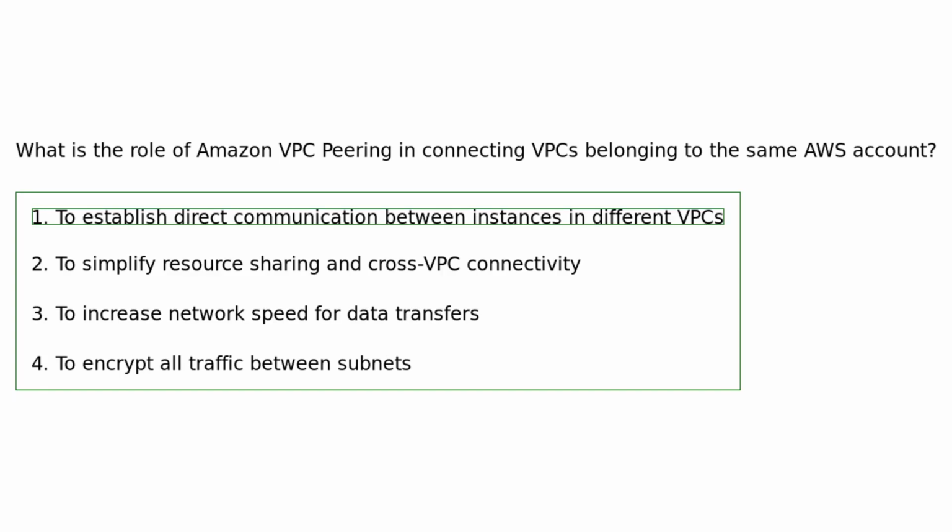Amazon VPC peering connects VPCs belonging to the same AWS account, allowing seamless communication and resource sharing across VPC boundaries, providing a simplified approach to network connectivity between instances in different VPCs.